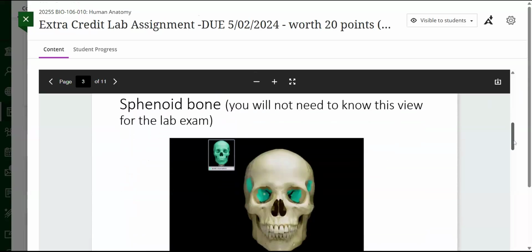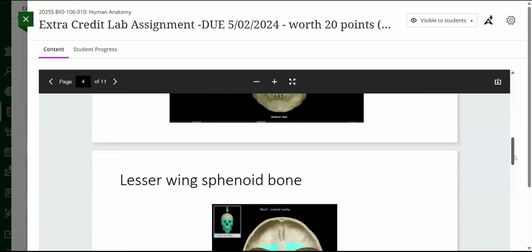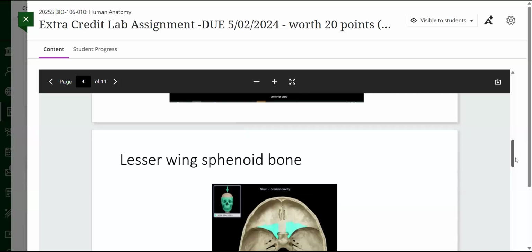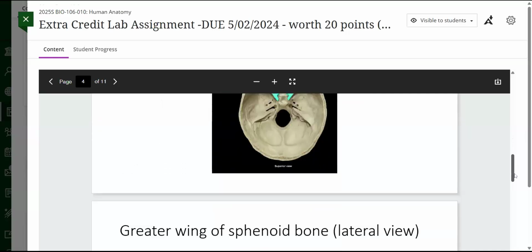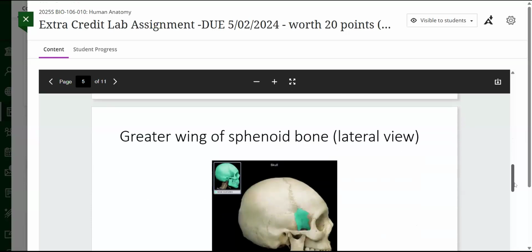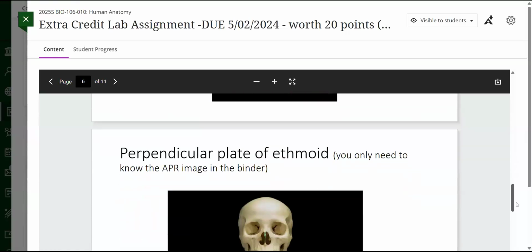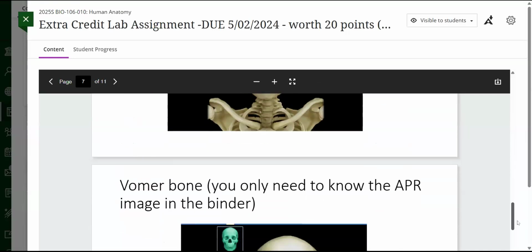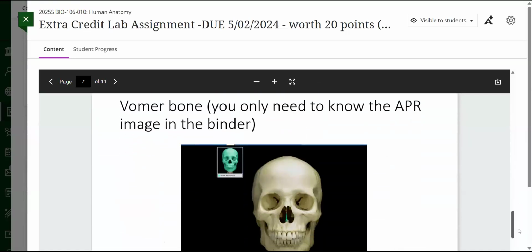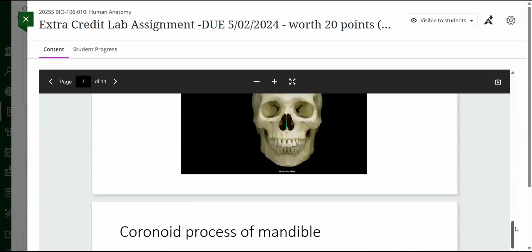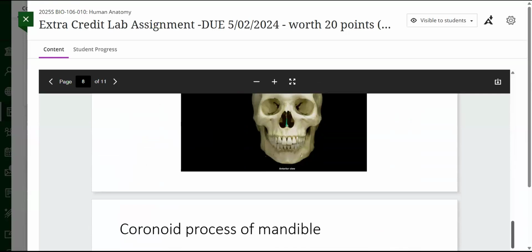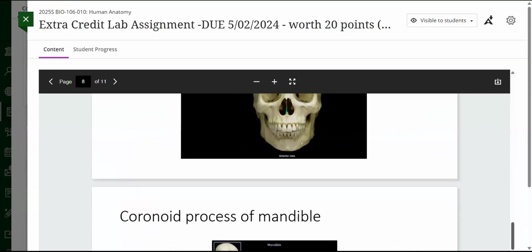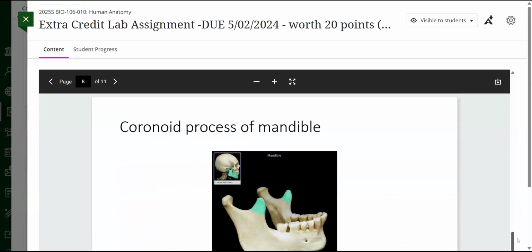Okay, the sphenoid bone, we didn't study this view, so you don't have to worry about that one. We did not cover the lesser or greater wing of the sphenoid bone. For the perpendicular plate of ethmoid, as well as the vomer bone, we were going with the images in our binders. I mean, it's certainly fine to get these correct, but if you get them wrong, don't worry about it counting against your extra credit grade.